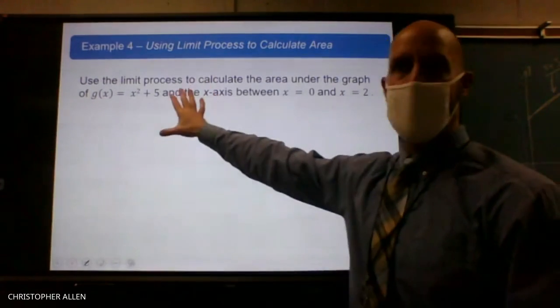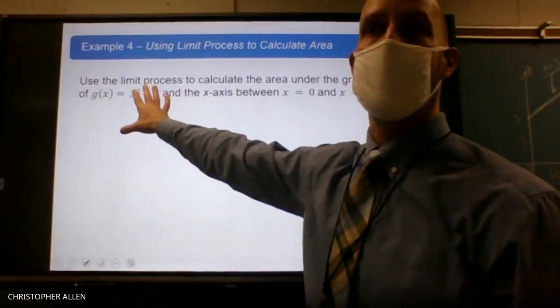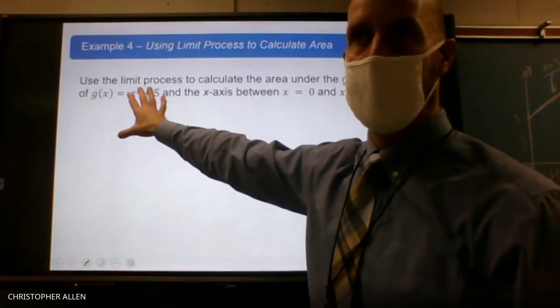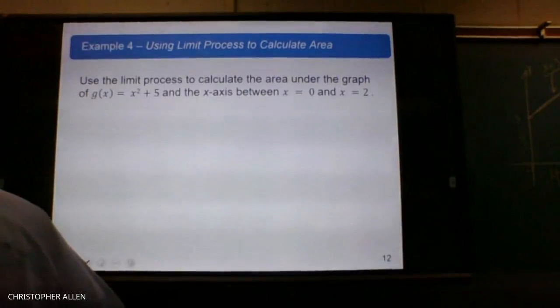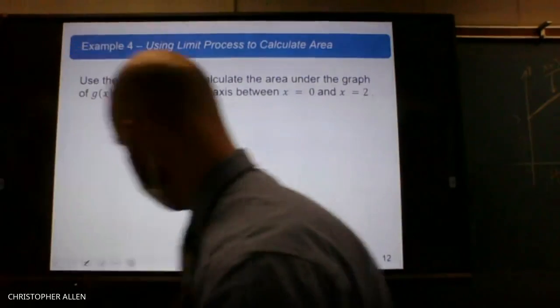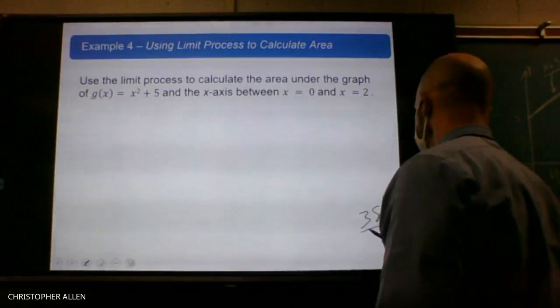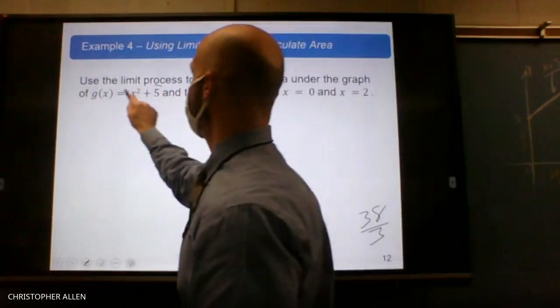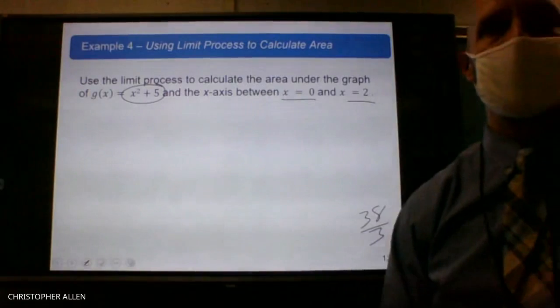Now, guys, this is my last example. I'm not going to complete all of it unless you want me to. I'm just going to get it started. In fact, I'm going to ask you to start it. I'll give you the answer right now: the answer to this problem is 38 over 3. I'm telling you the exact area under this curve from 0 to 2 is 38 over 3.